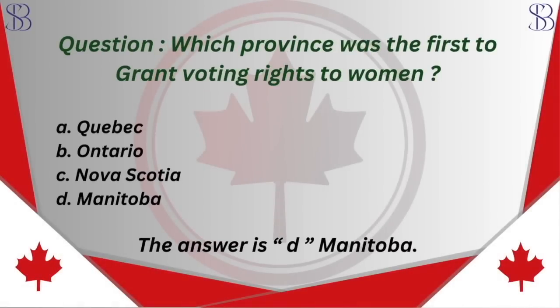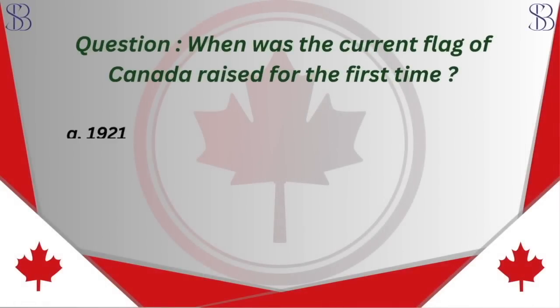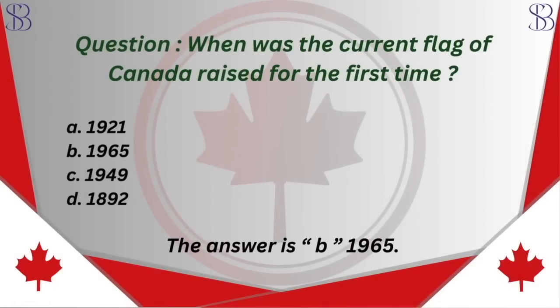Question: which province was the first to grant voting rights to women? A. Quebec. B. Ontario. C. Nova Scotia. D. Manitoba. The answer is D. Manitoba. Question: when was the current flag of Canada raised for the first time? A. 1921. B. 1965. C. 1949. D. 1892. The answer is B. 1965.